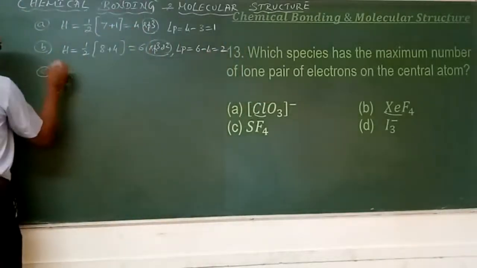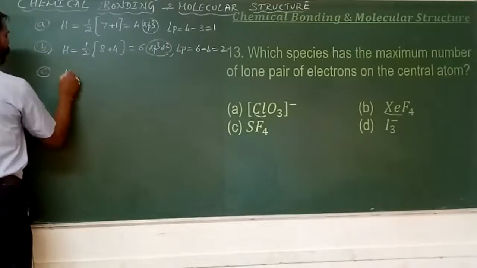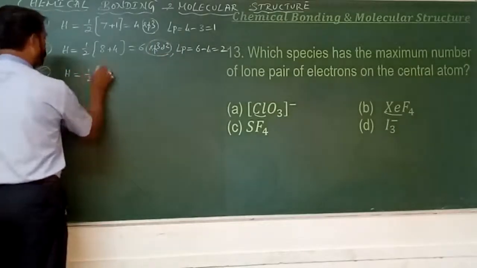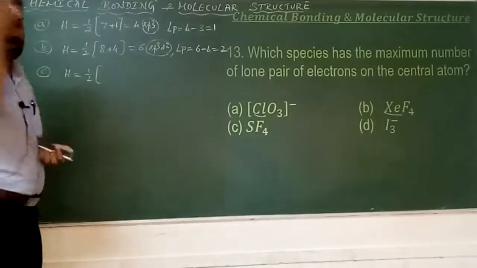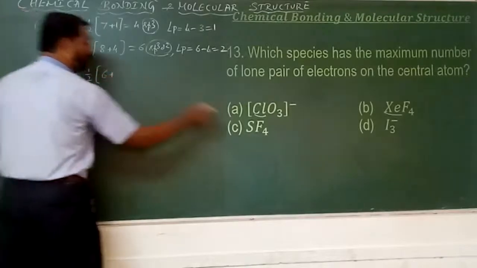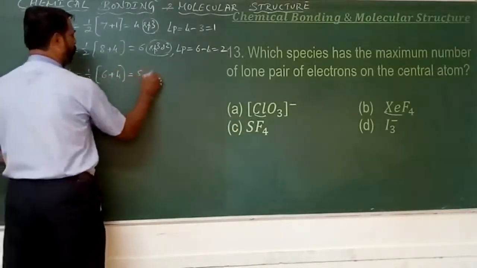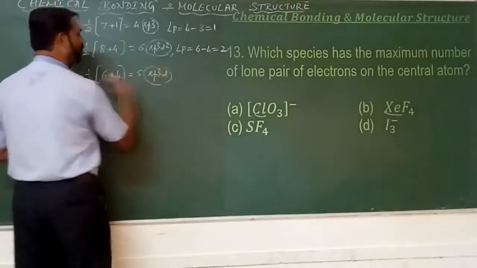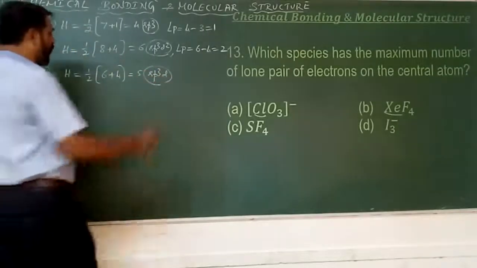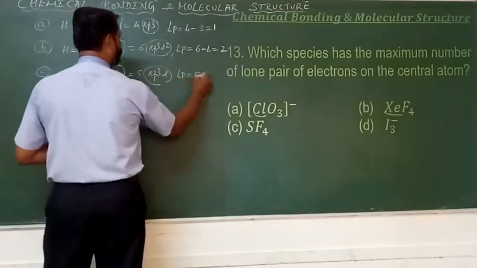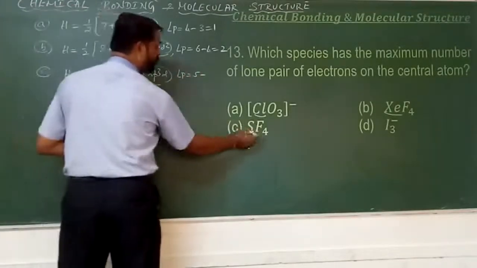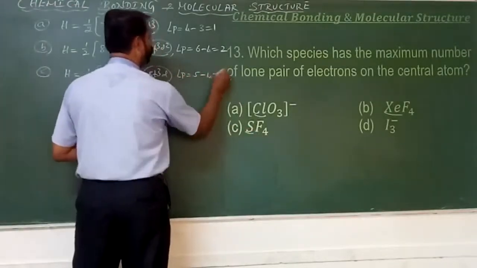Let's have the third, SF4. Half of. Sulfur means oxygen family. Oxygen means it is 6. How many monovalent atoms are there? Here it is 4. No charge, no cation or anion. Therefore, it is equal to 5. 5 means it is sp3d. Next, LP is equal to what? H minus BP. How many BPs are there? It is 4. So that is equal to 1.